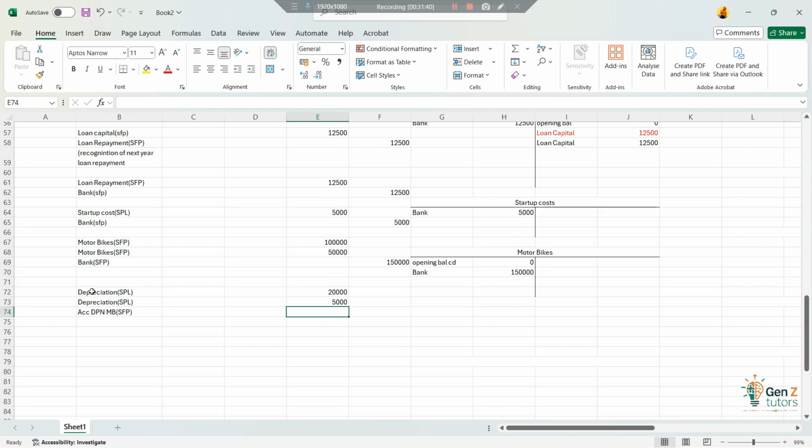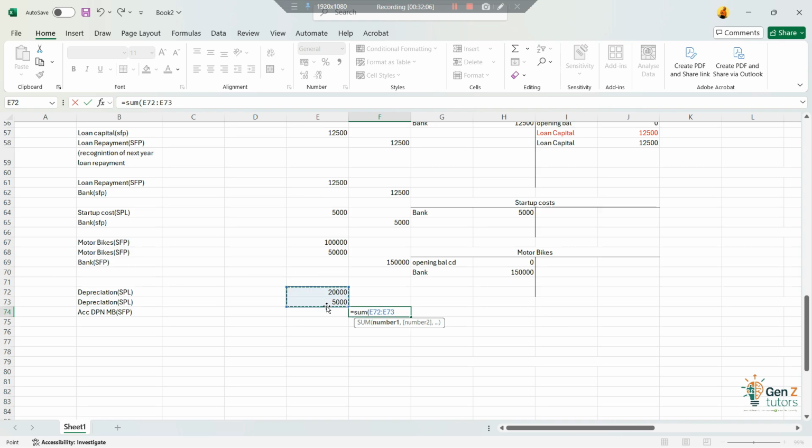And also, just to make your life simple: incomes and expenses, SPL; assets and liabilities, SFP; owner's equity, SCE. You are done. If you can just remember that in your head, then you are sorted, right? And now this is going to be the sum of both these depreciations.